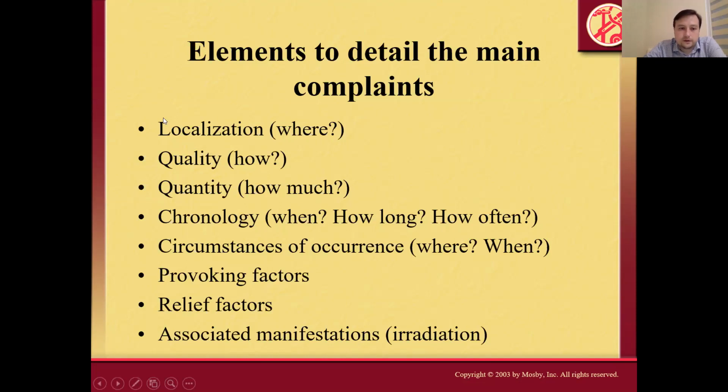Let it be respiratory diseases or cardiovascular disease or diseases of the digestive system, you can use it. Number 1, localization, or you can ask where. Take pain in the chest: we ask the patient where you have pain. Quality, the question is how: how you feel this pain. Next one, quantity, how much. Is it severe, is it not severe? How much pain you feel.